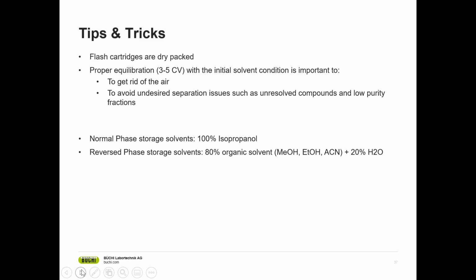Generally, the solvent or solvent mixture for this step is the one used at the beginning of the purification. And for the storage after use, normal phase silica cartridges are single-use columns and should not be stored or reused. If this is, however, desired, then I recommend 100% isopropanol. For the bonded phases, C18, diol, amino, it is advised to use an alcohol mixed with some water.